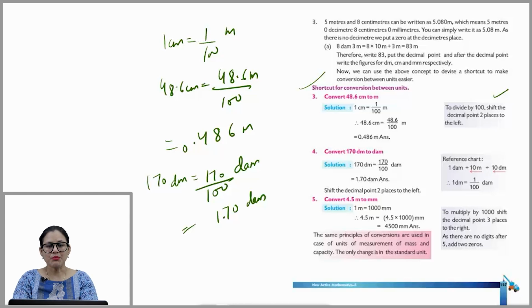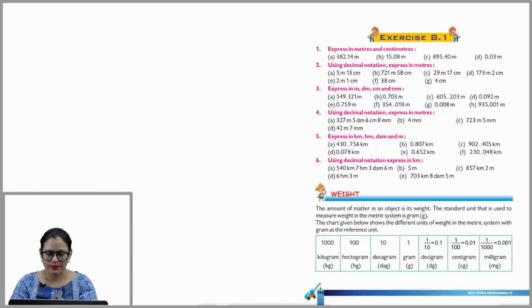The same principles of conversions are used in case of units of measurement of mass and capacity. The only change is in the standard units. Okay, let's do exercise 8.1. Express in meters and centimeters.